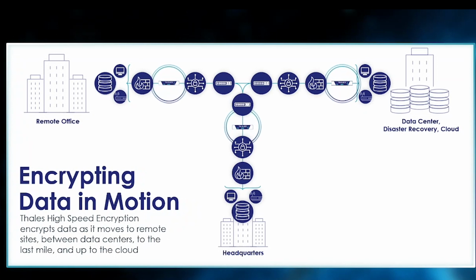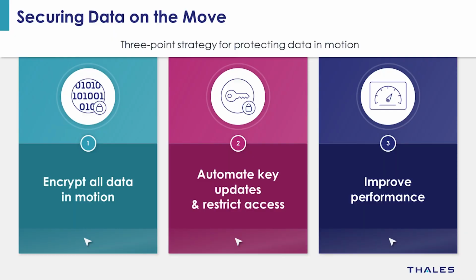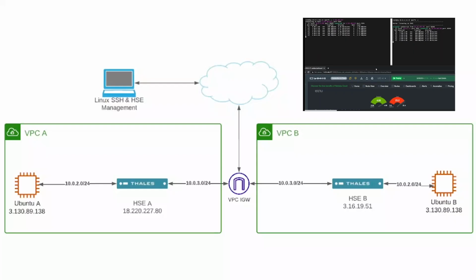We want to let the networking devices do what they do best, which is route and switch. The method of abstracting the security layer from the network is creating a separation of duties, allowing the security team to manage the encryption of data in motion. The diagram shows two AWS VPCs, each having its own HSE protecting all data passing through it. In this example, we have a Linux server sitting in a private subnet and the HSE protecting all data flowing in and out.